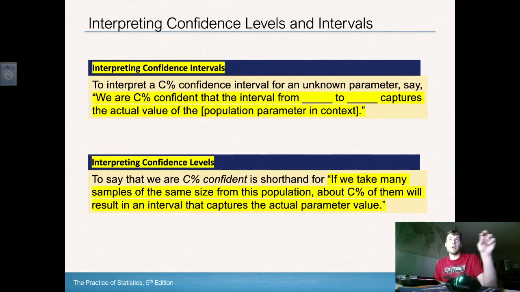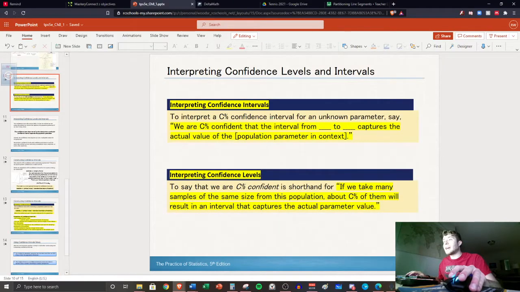You can write interpreting confidence intervals, and then you have interpreting confidence levels. You're writing these two quotes. Okay, these are very important quotes that you'll be using as your templates for creating confidence interval interpretations. So I'm going to pause and let you write that. Okay, so you've had time to write this. Now let's go ahead and put this into action.